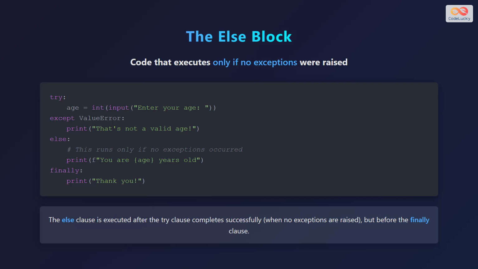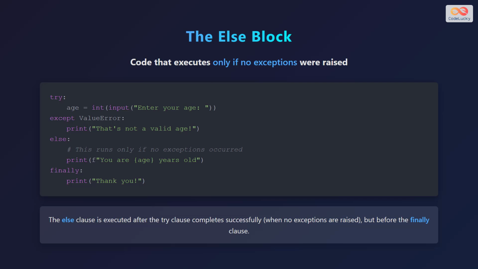The else block in a try-except structure is used to execute code only if no exceptions were raised in the try block. In this example, we try to convert the user's input to an integer representing their age. If the input is not a valid integer, a value error is raised, and the except block prints that's not a valid age. If no exception occurs, the else block is executed, printing the user's age.